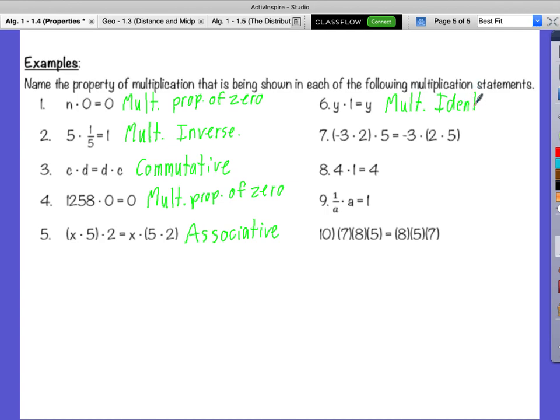Multiplicative identity. Anything times 1 is what it was originally.